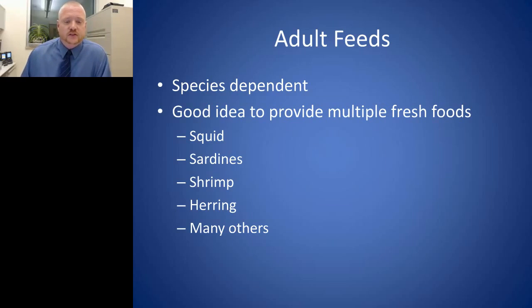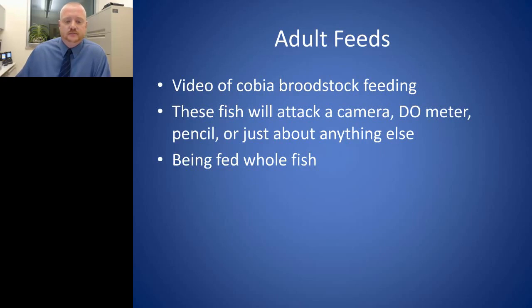When it comes to adult feeds, it's a little bit more of a challenge, because again, we go back to being species dependent. In general, it's a good idea to provide multiple fresh foods, so that way you get more of a balanced diet, assuming that you can't feed them pellets. We do some feed trials where we're trying to get some of our animals onto pelleted diets, but taking a wild animal and converting them to a pelleted diet can be a bit of a challenge, and there's a lot of research involved in that. Ones that we use are typically squid, sardines, shrimp, and herring, but it can be a lot of other things. It can be crabs, can be lobster, lots of other fresh foods depending on the species that you've selected.